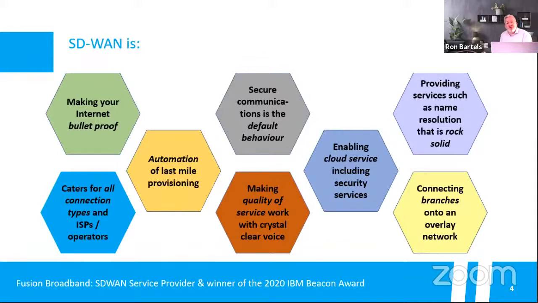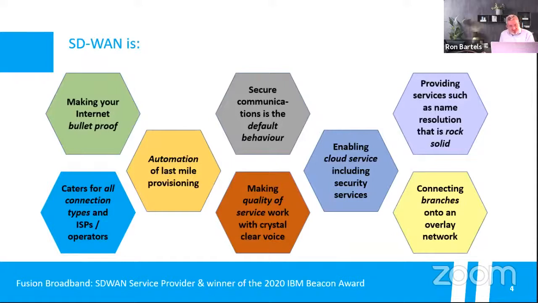SD-WAN is also about making quality of service with crystal clear voice something that's workable. Quality of service is ingrained as part of SD-WAN. SD-WAN delivers quality of service in a bi-directional manner across broadband links. SD-WAN is all about enabling cloud services, and those cloud services can not only be your office cloud services, of which we've got typical examples of storage solutions or office solutions, or even ERP solutions or CRM. It's also those security services. You can now rely on security services that are cloud-based that protect your organization.